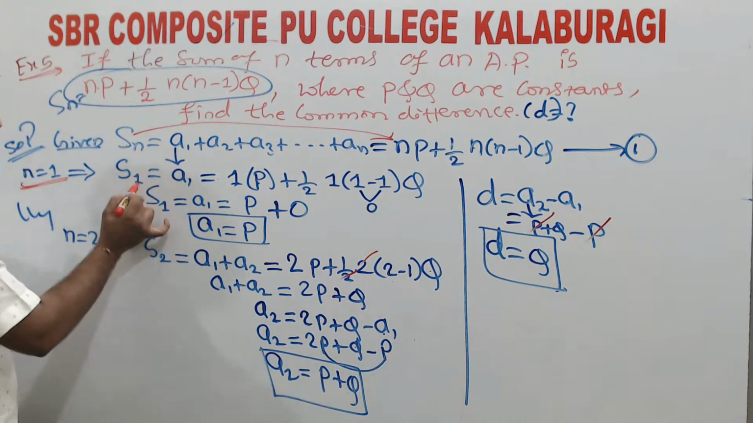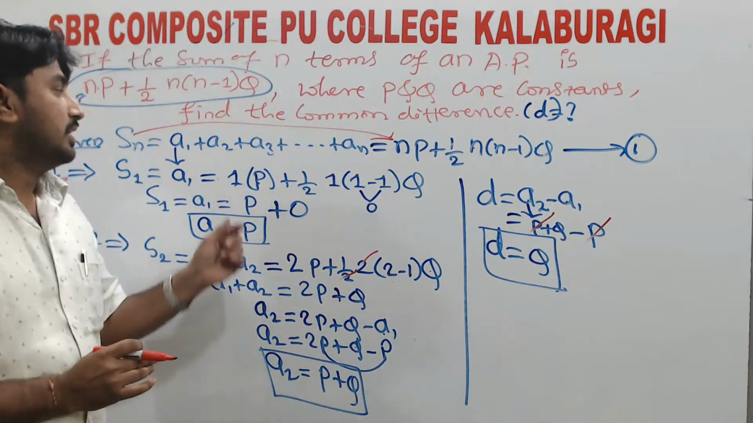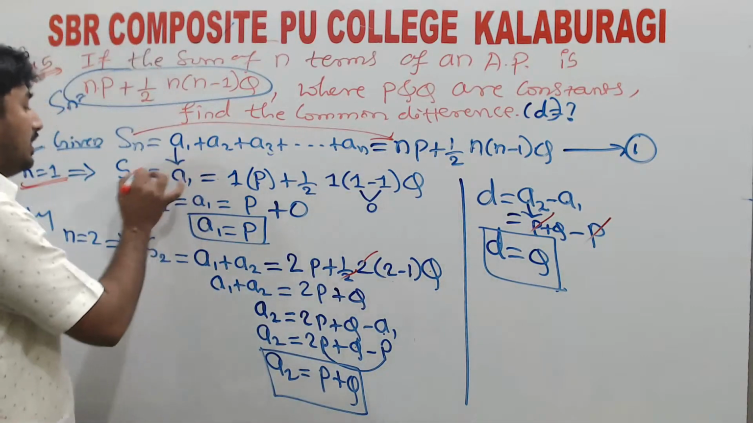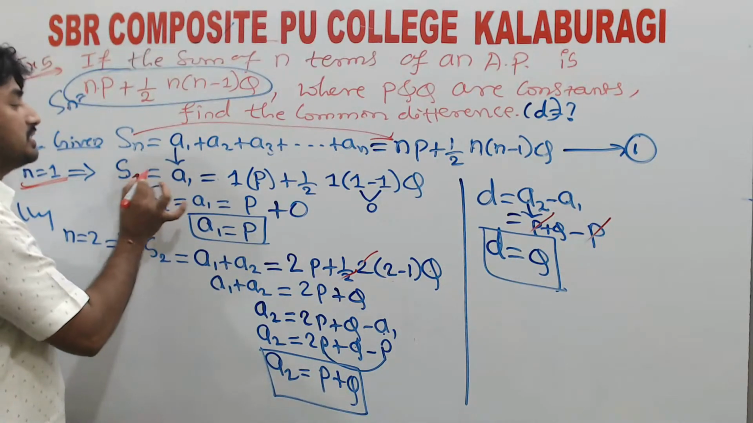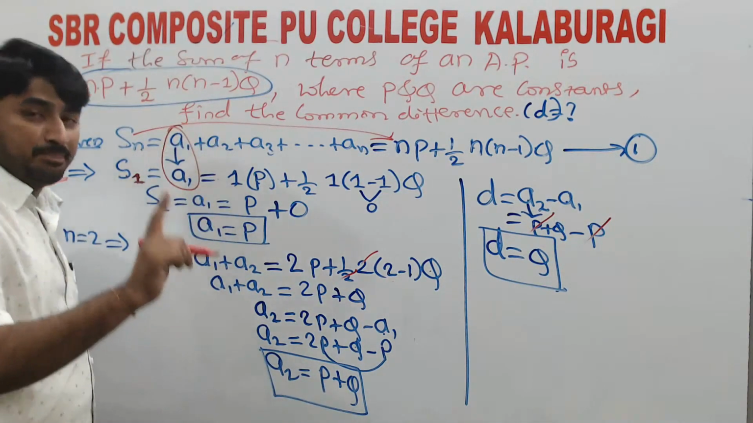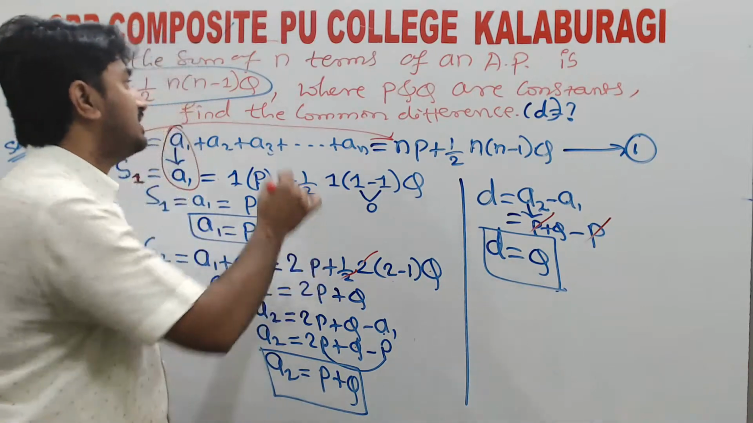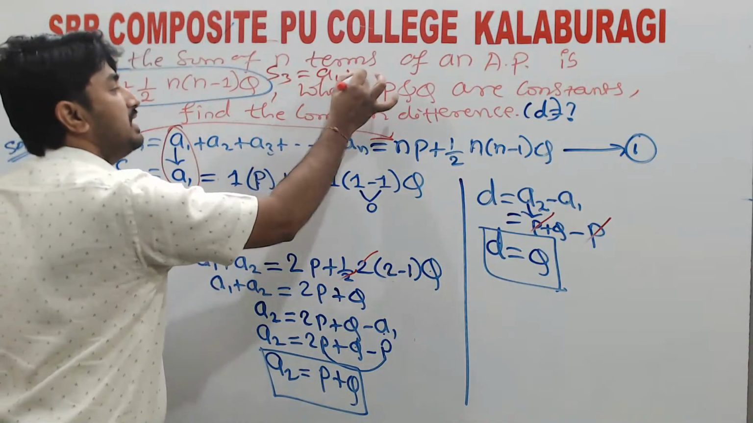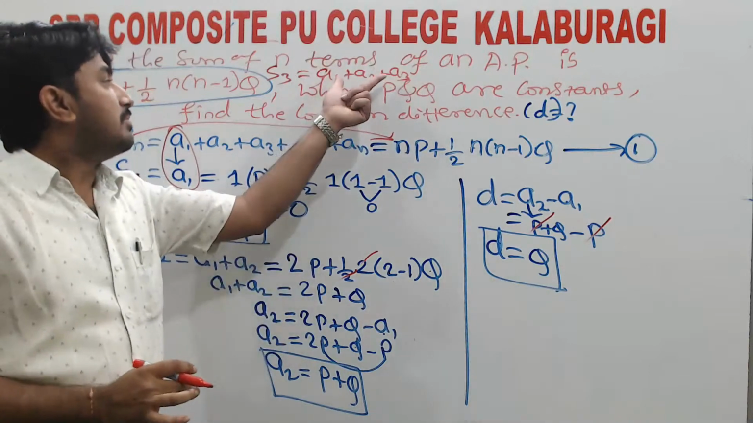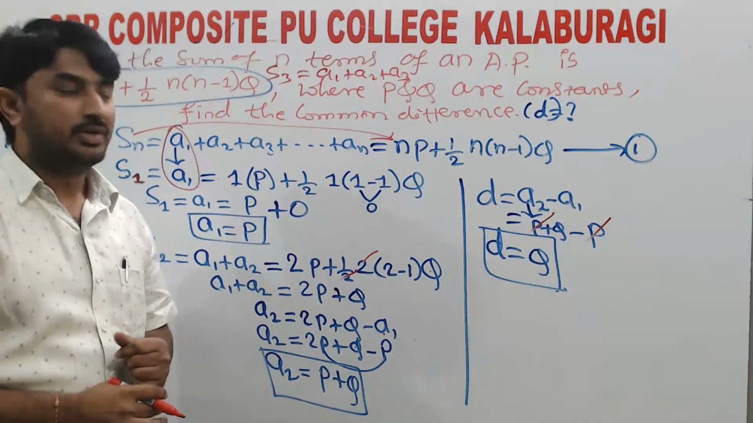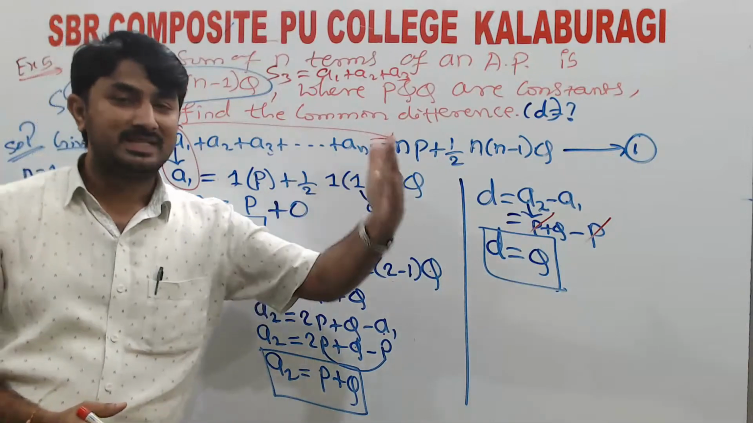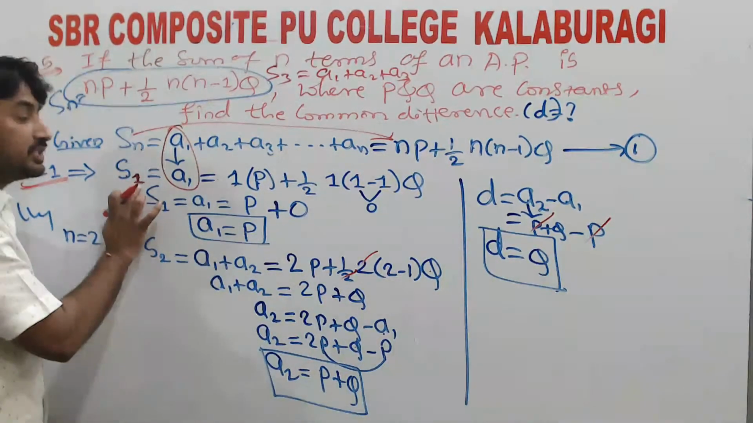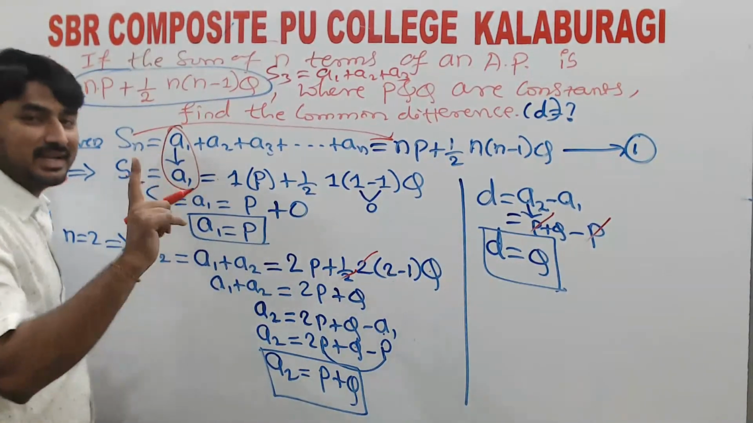The sum of the first term is equal to, in place of n, I am taking 1. It is the first term value. Sum of the first term means we take only the first term. Suppose the sum of 3 terms, it means A1 plus A2 plus A3. So S4 means A1 plus A2 plus A3 plus A4, the sum of the fourth term value. Here we want only the first term value, so take A1 as a single term.